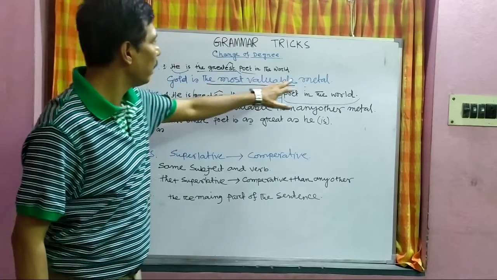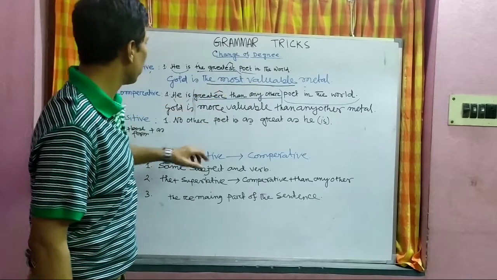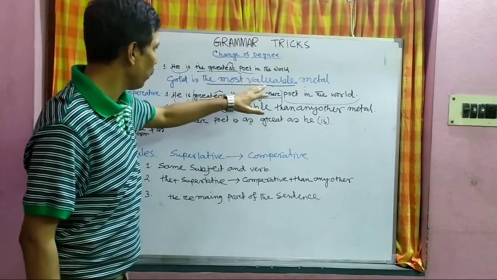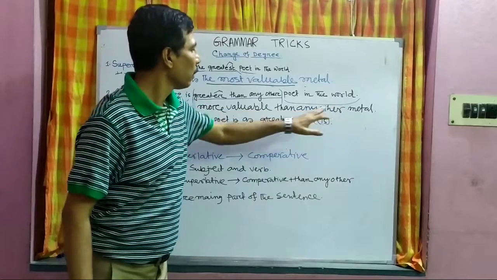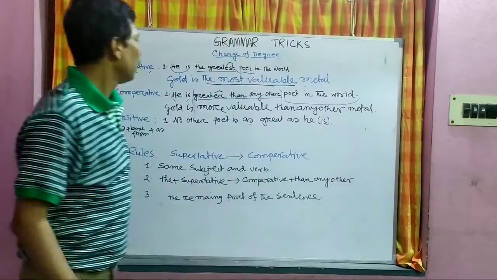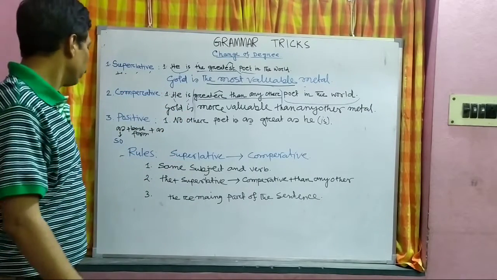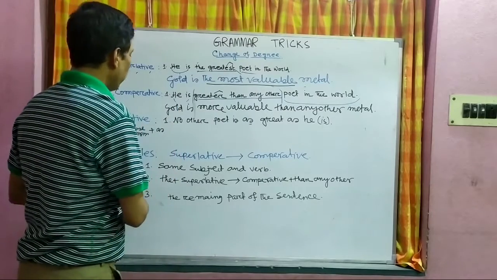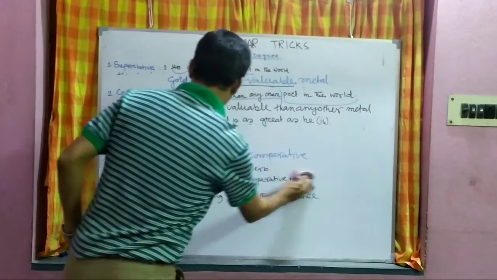Our work is to find the superlative portion, the most valuable. We have to change this portion only. So "gold is" remains, and the most valuable becomes its comparative form, "more valuable than any other," and the remaining portion, metal. So it's very easy to transfer superlative to comparative. Now we transform this comparative into positive.